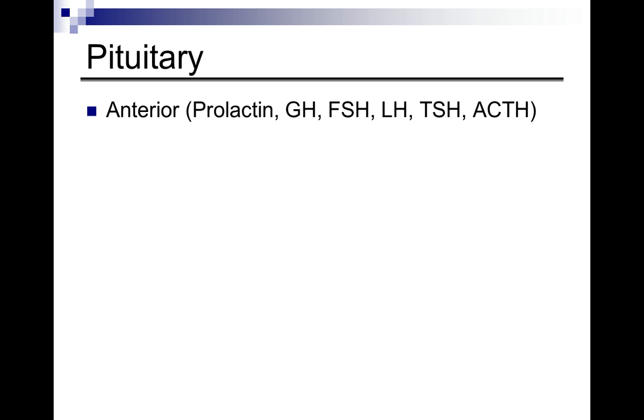Now we're going to talk about the pituitary gland. The pituitary actually has two separate compartments, two separate parts, which are embryologically distinct. The anterior pituitary is responsible for secreting many hormones, including prolactin, growth hormone, FSH and LH, follicular stimulating hormone and luteinizing hormone, TSH and ACTH, as we have already described.